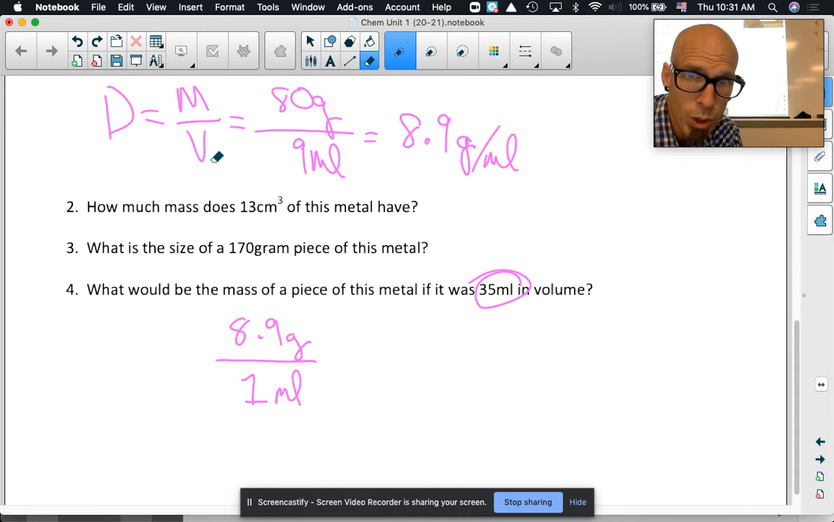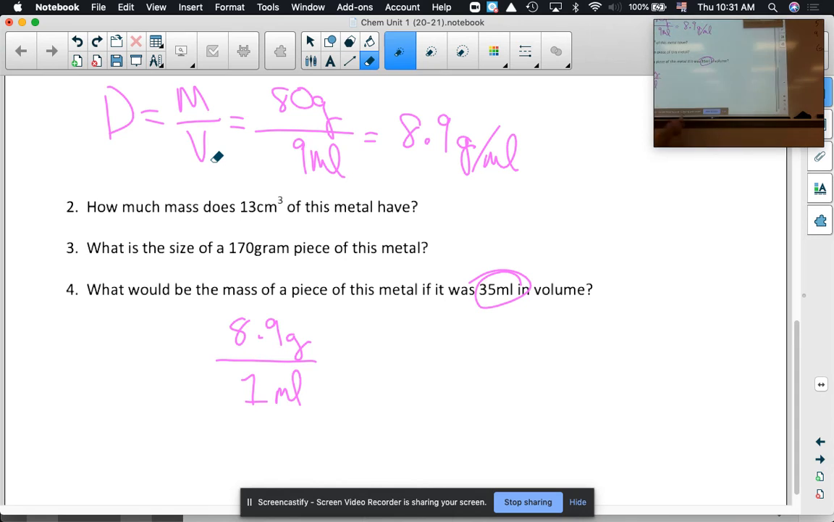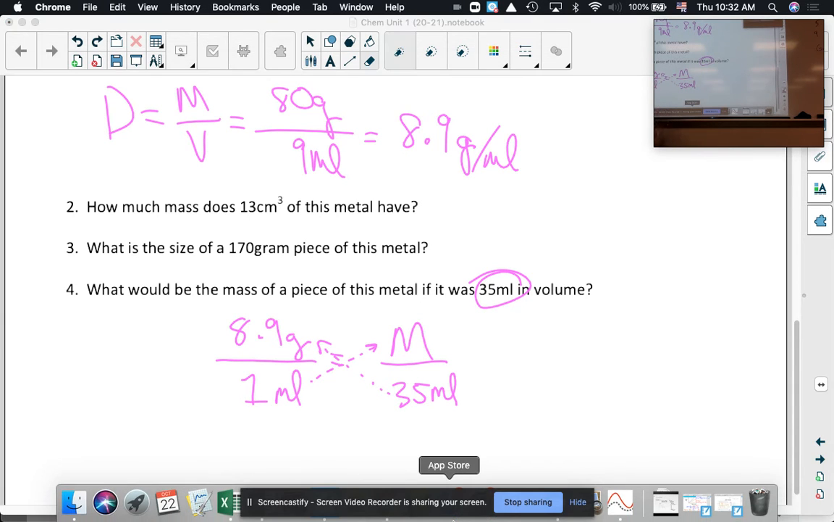So it still has to be an 8.9 to 1. So it's kind of like a cross multiply and divide thing, right? Cross multiply, divide. So the unknown mass with the known volume here. So you're cross multiplying here, right? Cross multiply and divide.